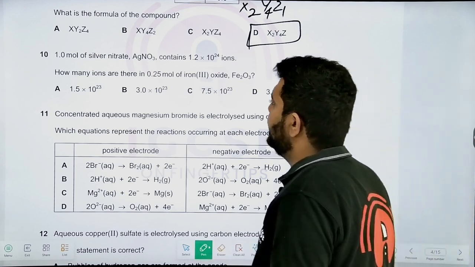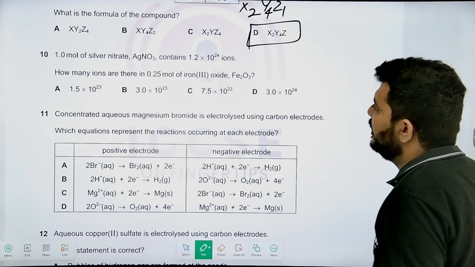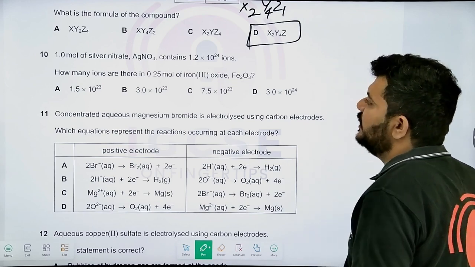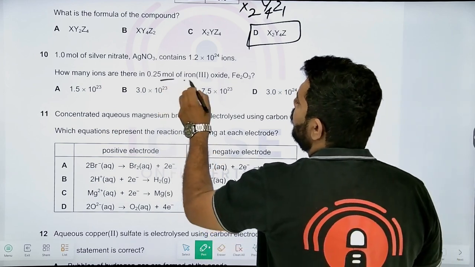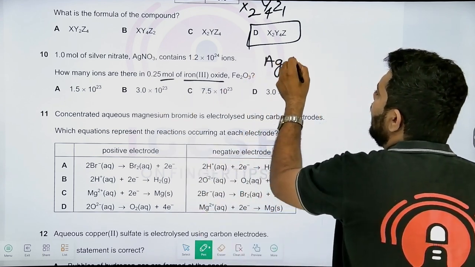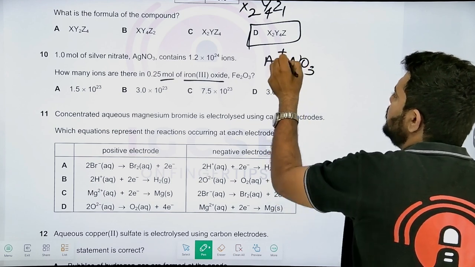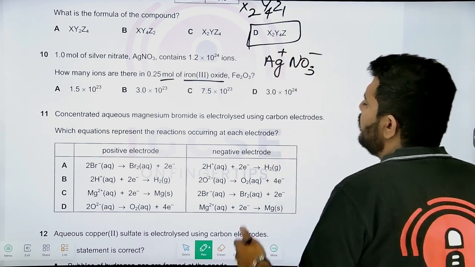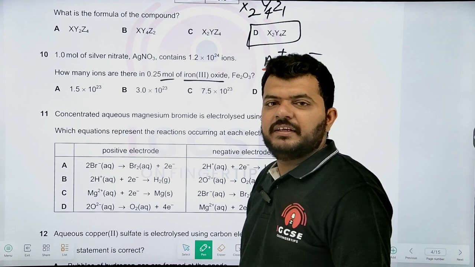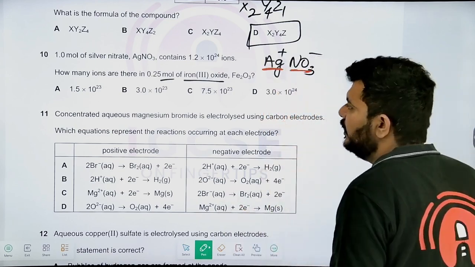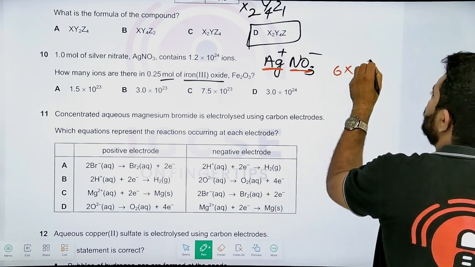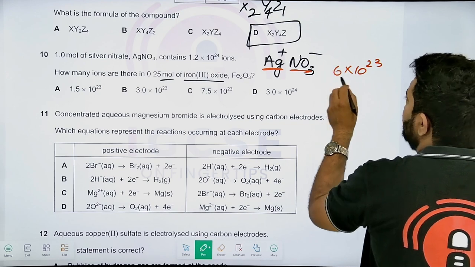1 mole of silver nitrate contains 1.2 into 10 to the power 24 ions. Okay. How many ions are there in 0.25 mole of iron oxide? Now see, we are looking at AgNO3. So Ag plus and NO3 minus. So 1 mole of silver nitrate will contain double the number of ions. It contains 2 moles of ions, right? So 6.0 into 10 to the power 23 multiplied by 2, right?